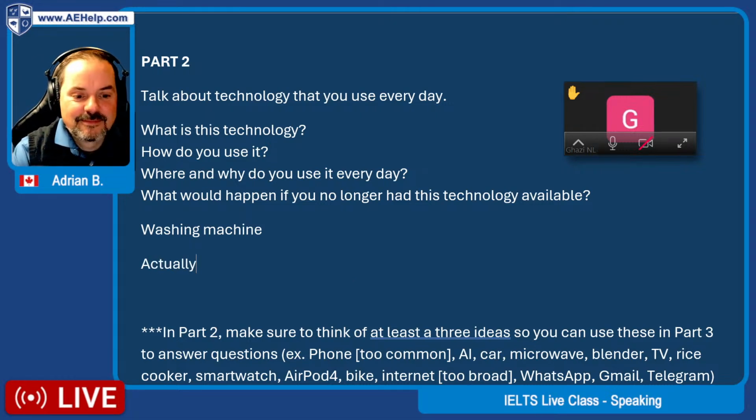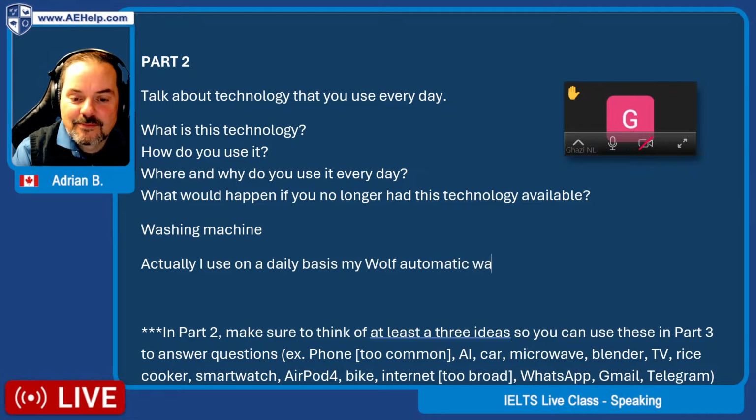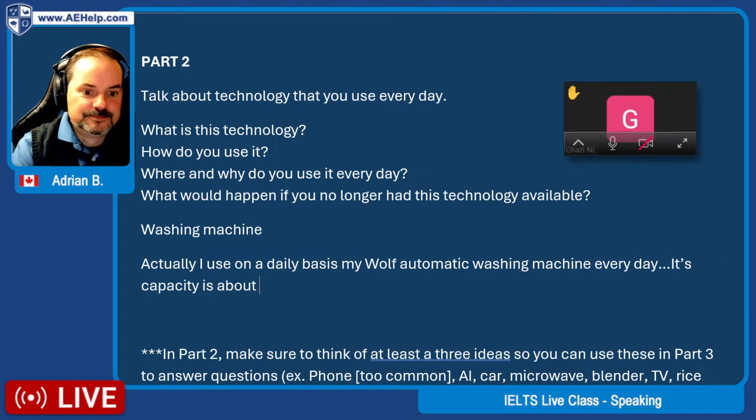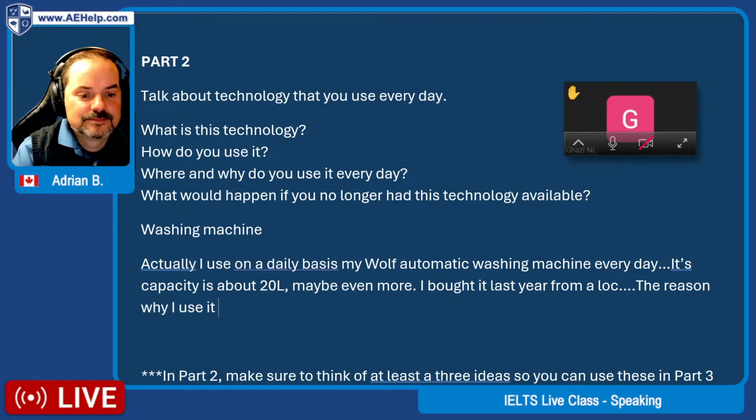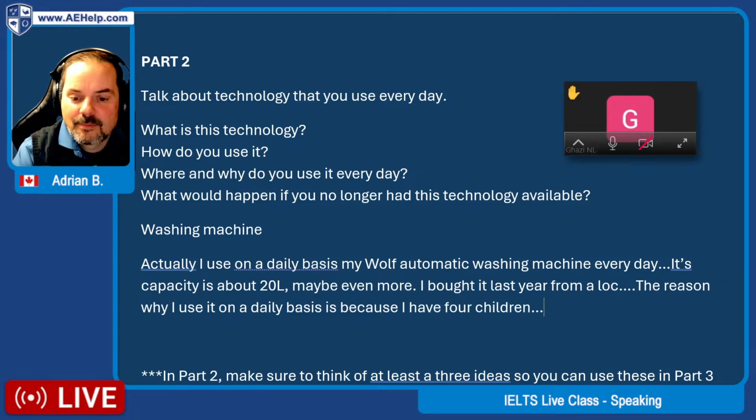Actually, I use on a daily basis my Wolf automatic washer for laundry. I use it every day. I put it in the basement. Its capacity is about 20 liters and even more. I bought it last year from a local store, and the reason I use it on a daily basis is because I have 4 children, 2 years, 4 years, 6 and 9 years. So we have a lot of laundry to do. So that's why I use it on a daily basis.